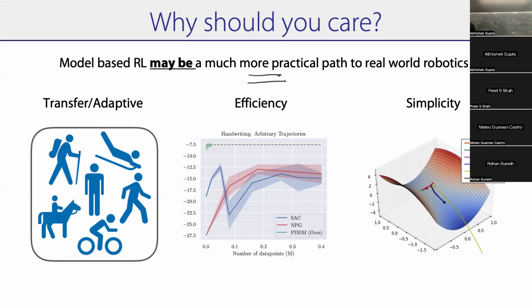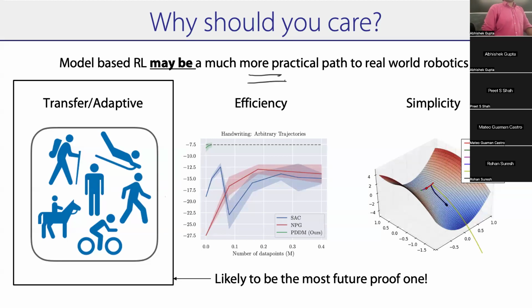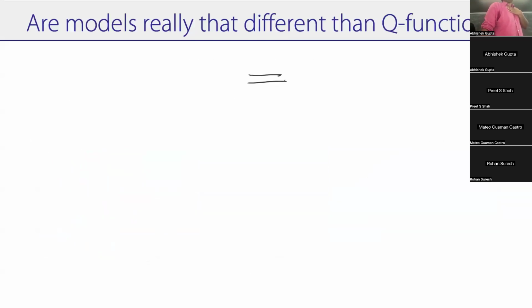Second is that it's efficient. You can see the learning curve is like 1/100th of everything else. Empirically, it's been found to be a lot more efficient, especially when operating from images and so on. And it's really simple, in that many things are just supervised learning, like learning the model, and planning is just randomized shooting. To me, these feel like the big bonuses: transfer, efficiency, and simplicity. I think that was the most future-proof one, and that's what a lot of our group is working on.